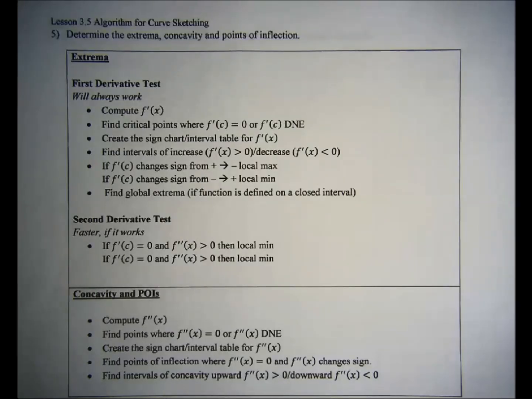Then afterwards, you want to find any critical points where the first derivative is equal to 0 or does not exist. Then create a sign chart or an interval table for the first derivative, and find the intervals of increase or decrease. Increase if the first derivative is positive, decrease if the first derivative is negative.